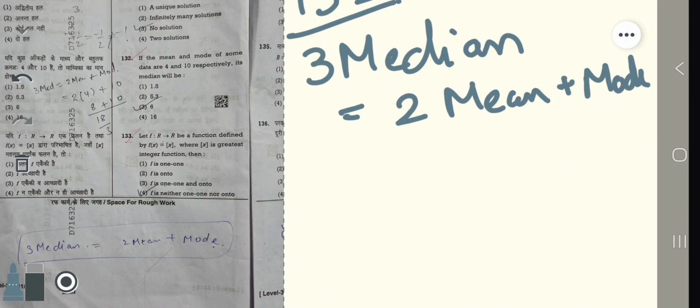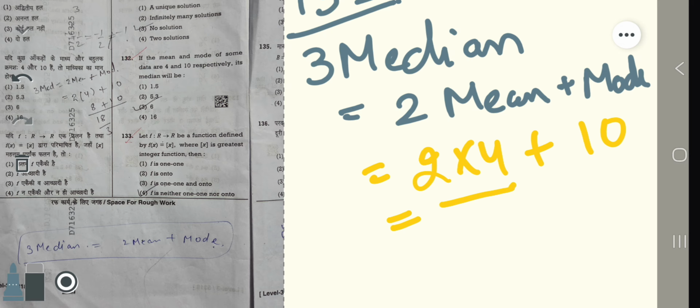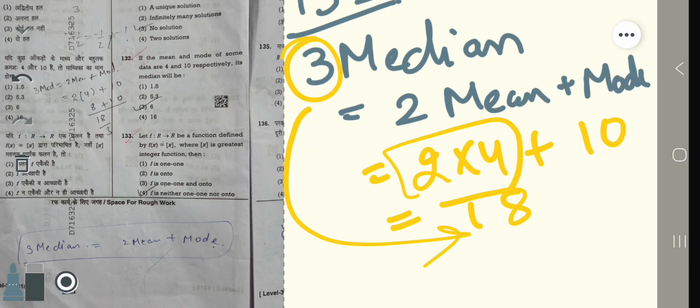Substitute the given values. Mean is given, which is 4. So 2 into 4 plus 10. What will be the answer? 2 fours are 8, 8 plus 10 is 18. The 3 with the median goes to the other side, so median is 18/3, which is 6. So option number 3 is the correct answer.